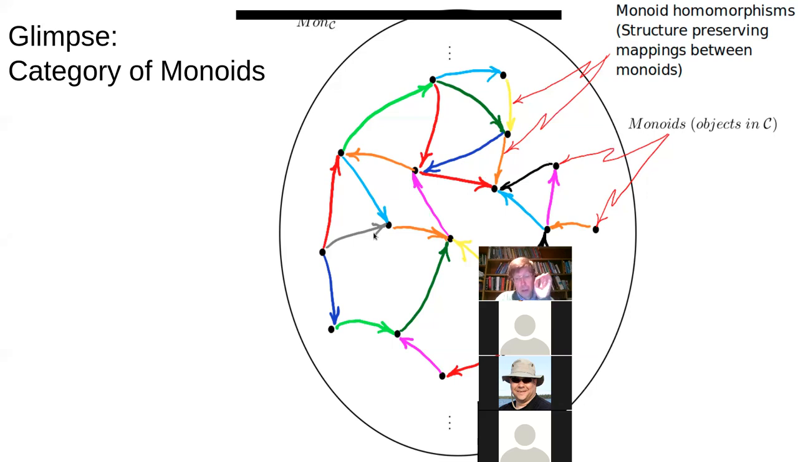They have to preserve that structure and the properties associated with these monoids. And those are the only morphisms in here. And so these are all monoids, and these are structure preserving mappings or homomorphisms between these monoids. Okay, so this was some basics on monoids.